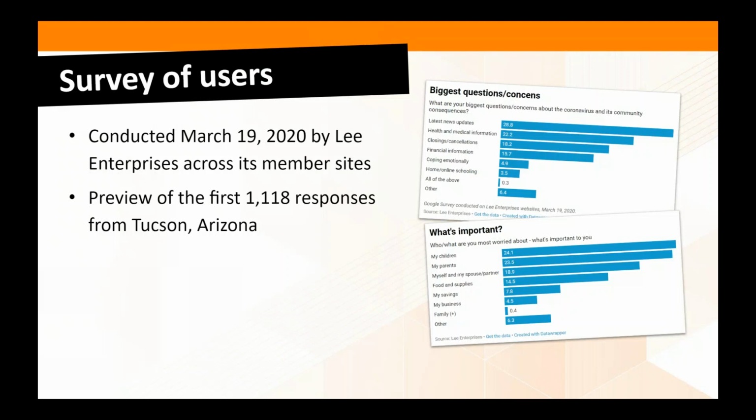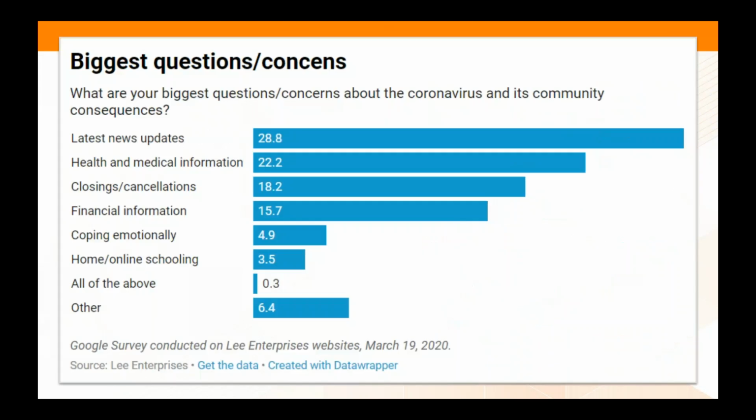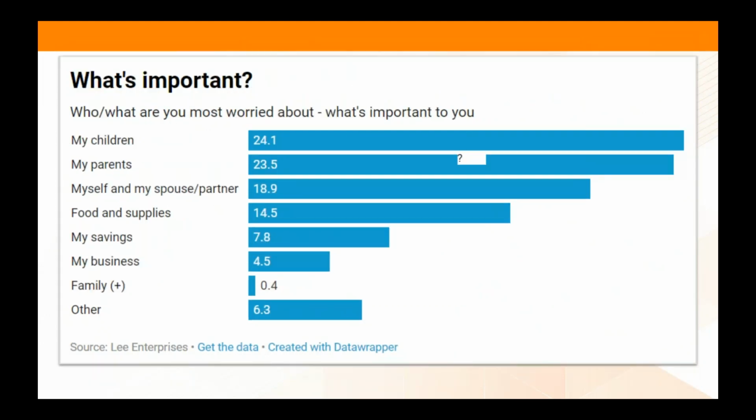This is something that TownNews can help you do: setting up a Google Surveys account and deploying this so you can ask your users what they're concerned about and what they need more information about. Just some examples of the questions they ask, what are your biggest concerns? And you can see how their customers responded. And this deck will be shared, so if you want to look at this data more closely, you'll have access to that later. And they also wanted to know who their users were most worried about.